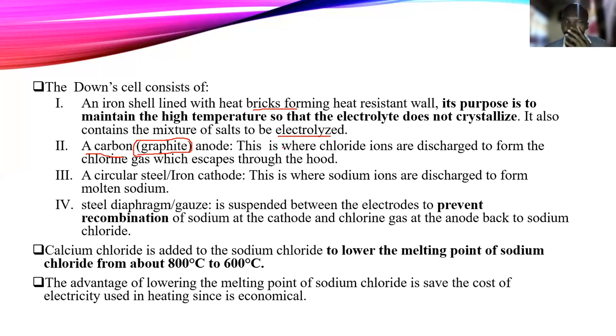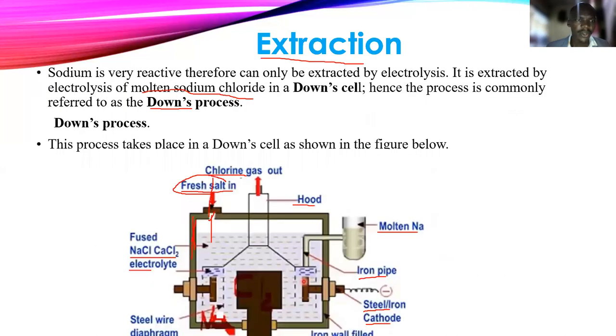So this is where the chloride ions are discharged to form the chlorine gas, which now escapes through the hood. Then, let me show you the anode. This is now the anode. That is the anode, so the chlorine gas escapes through that.